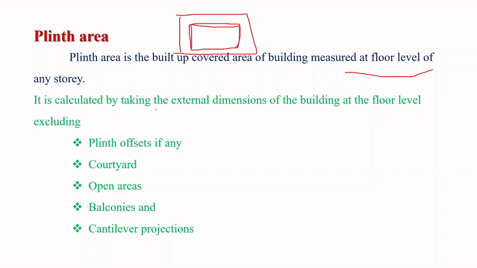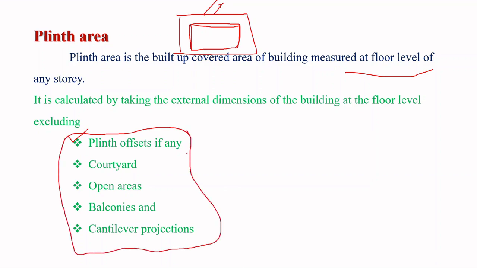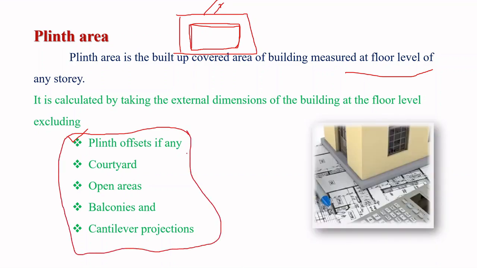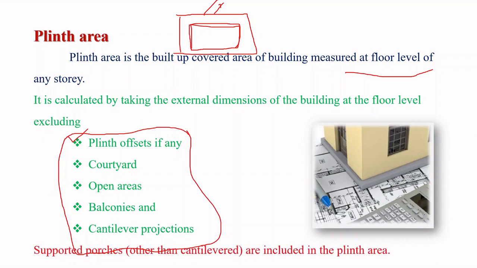It is calculated by taking the external dimensions of a building at the floor level, excluding plinth offsets. This is only the plinth offsets. Next, courtyard, any free space, open areas, balconies, cantilever projections. These are not considered in the plinth area. Fine. Next is the supported portion other than cantilever.